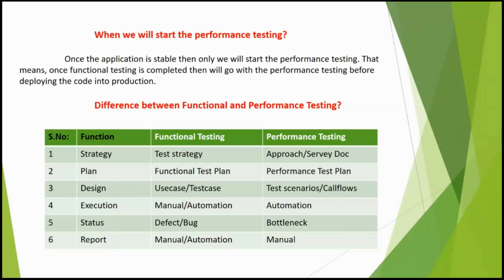For the execution, in functional testing we do it manually or using one of the automation tools. In the same way, in performance testing, we have to use one of the performance testing tools to execute. For the status, in functional testing we call it a defect or bug. In performance testing, we call it a bottleneck. For the report, in functional testing we prepare it manually or using one of the automation tools. In performance testing, we have to prepare the reports manually.